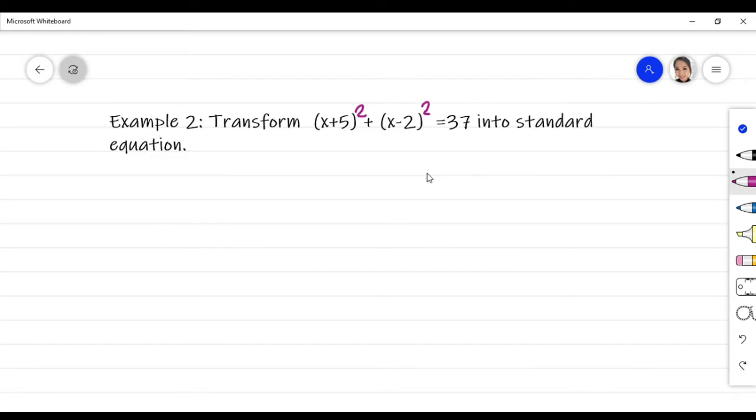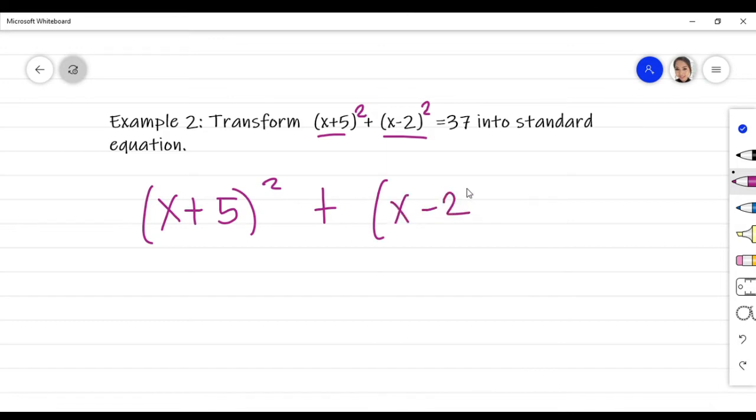For example, transform the square of x plus 5 plus the square of x minus 2 equals 37 into the standard form. So we have to expand this first and this one also. So expanding that, x plus 5 squared plus x minus 2 squared equals 37.